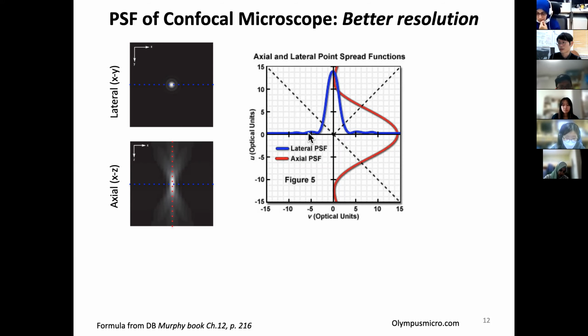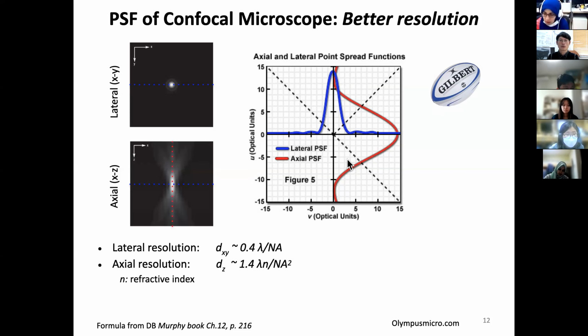So this blue one is lateral, so you can see a very narrow, nice PSF, while the axial one is way bigger than the PSF. So this is the reality, and you have to understand, because most of the time we are limited in axial resolution. So I just explained this. This looks like a rugby ball shape. Your point spread function in the axial direction is always worse.